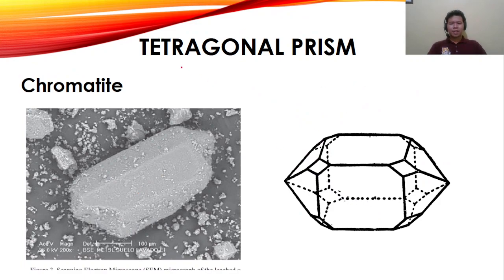Next, we have tetragonal prism, such as the chromatite. Tetragonal prism meaning it is quite tetrahedron regarding its body, but its tip is usually prismal, having a prism-like shape on the tips of a particular mineral, chromatite. So its body is usually tetragonal, and the tips are usually prismal as well, such as the chromatite.